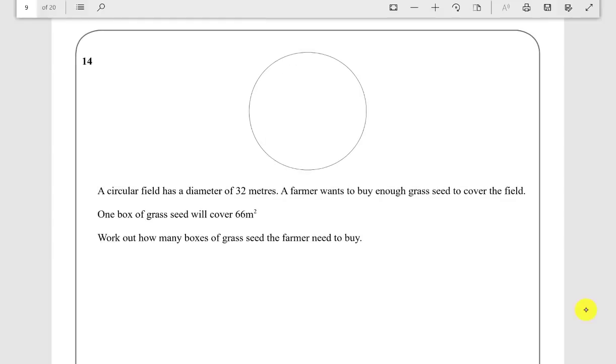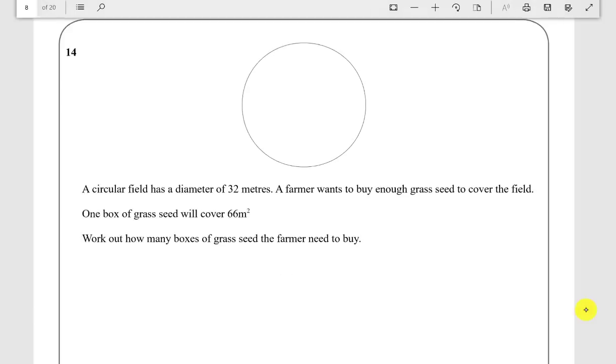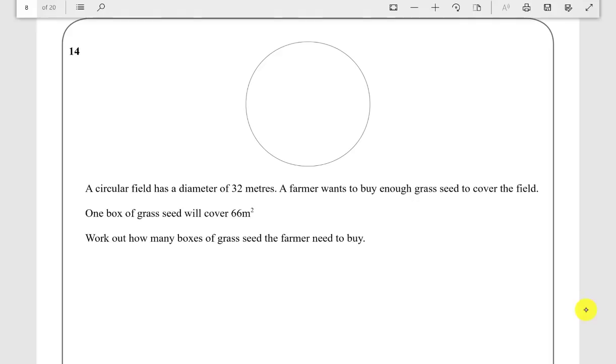Number 14. A circular field has a diameter of 32 meters. A farmer wants to buy enough grass seed to cover the field. 1 box of grass seed will cover 66 meters squared. Work out how many boxes of grass seed the farmer needs to buy.